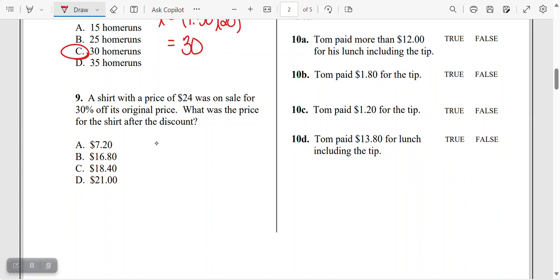So if we're trying to calculate 30% of 24, because that's the original price of the shirt, we're going to cross multiply. I'm using the proportion here. You can use the equation.